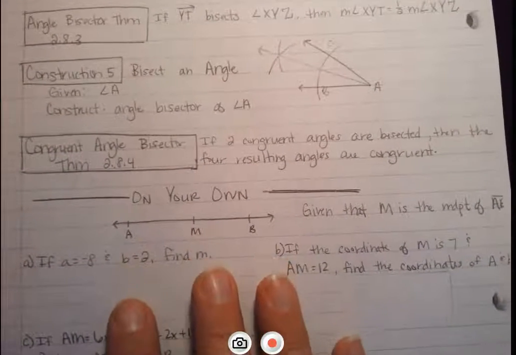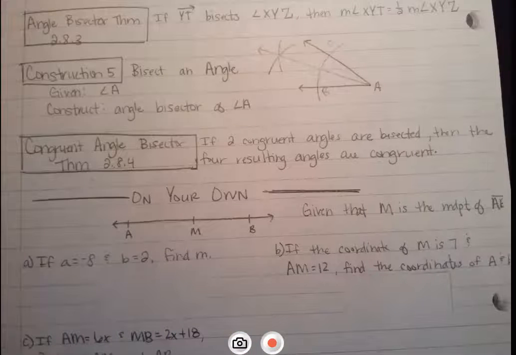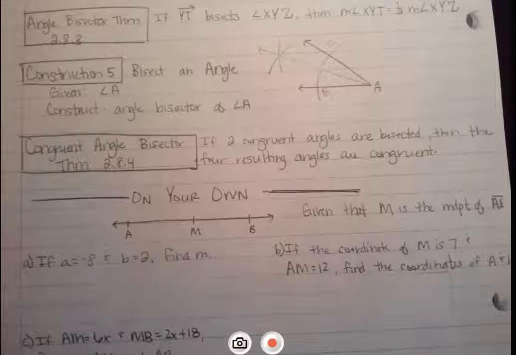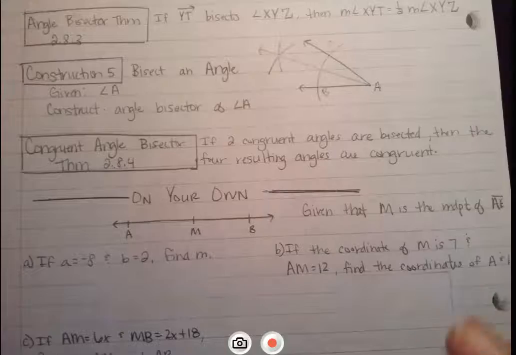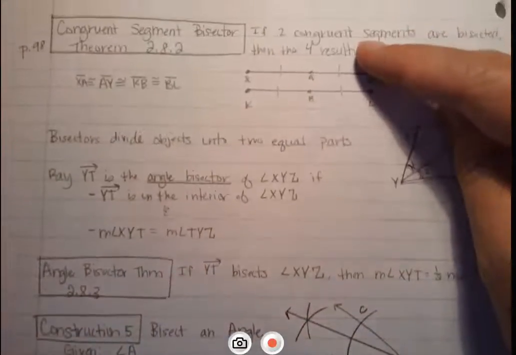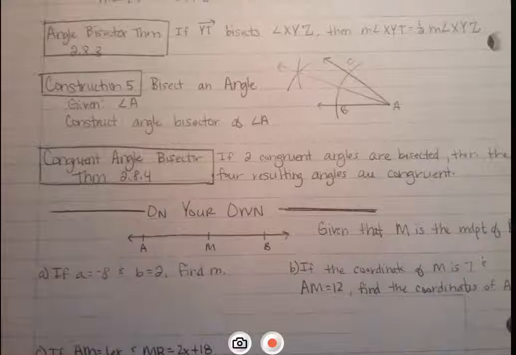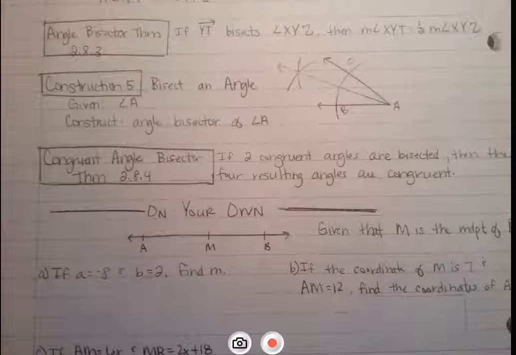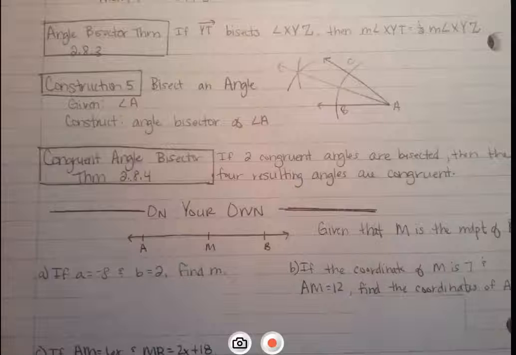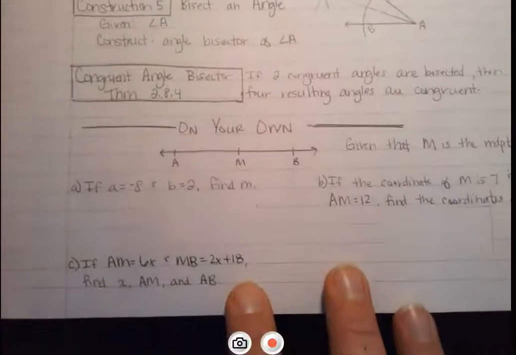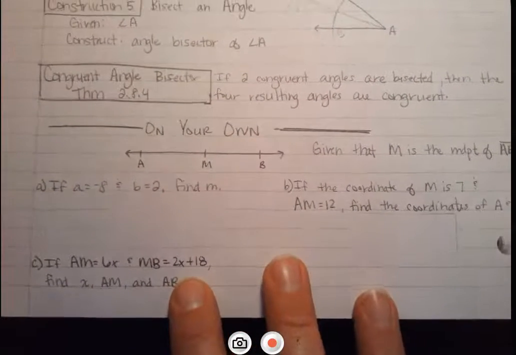So the last theorem we're going to talk about today is the congruent angle bisector theorem. If two congruent angles are bisected, then the four resulting angles are congruent. It's the same as that congruent segment bisector theorem, but now we're just talking about angles. So if we have two angles and they're both bisected, then we still have two congruent angles, but now we have four. Does that make sense? Lucas, does that make sense? Okay. All right, so try that on your own there, and then you can get started on homework.